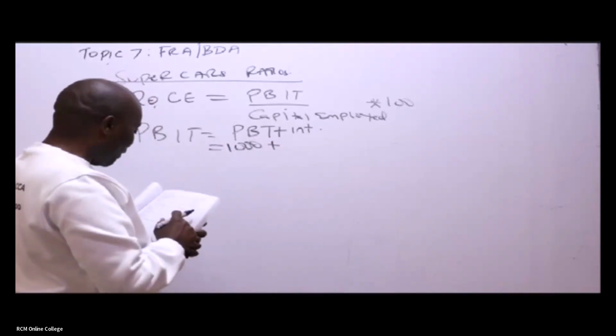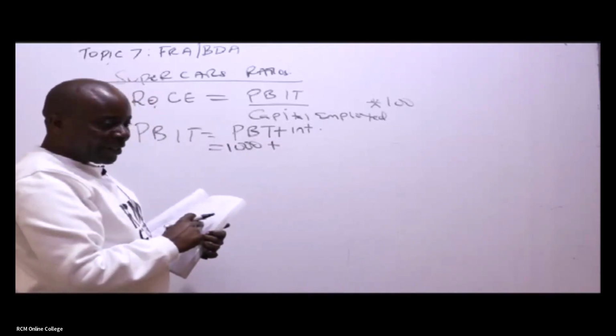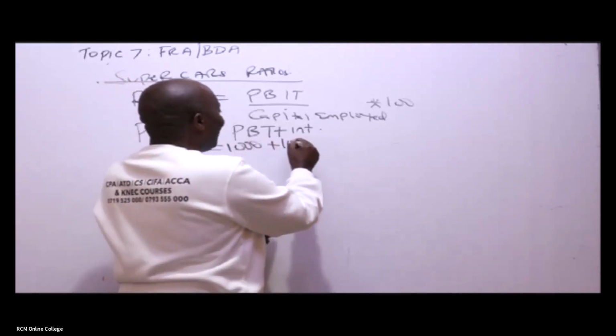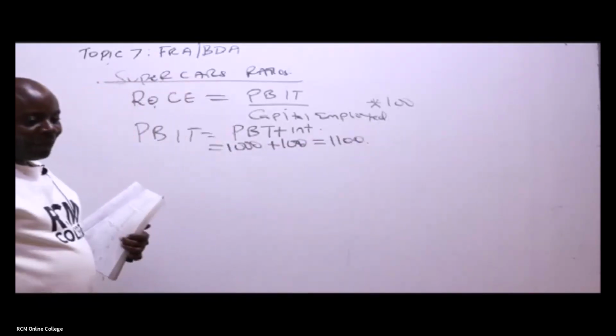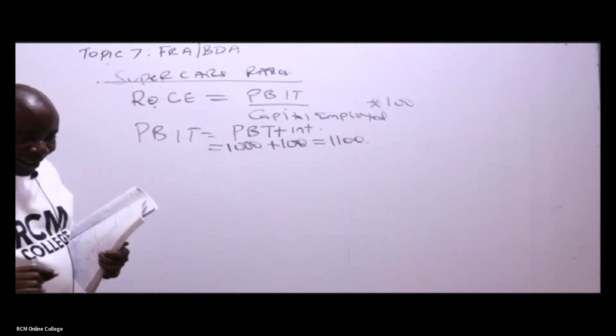Interest over how much? Are you able to see the finance cost? 100. So Irene, I believe you'll never forget this now. Is that okay? I believe now these are sunk permanently.